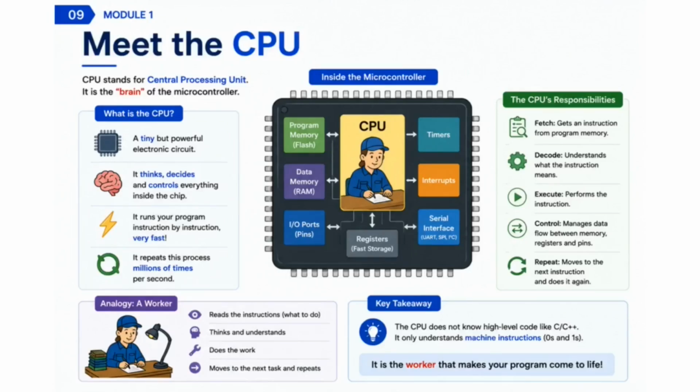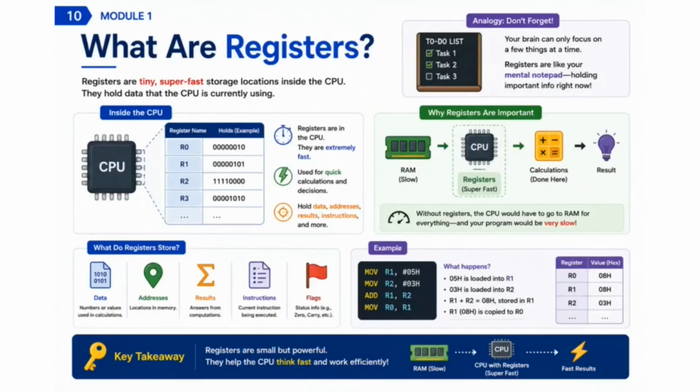Inside the CPU, you find units such as program memory, flash, data memory, RAM, I/O ports or pins, registers, timers, and so on. Then let us have a look at registers.